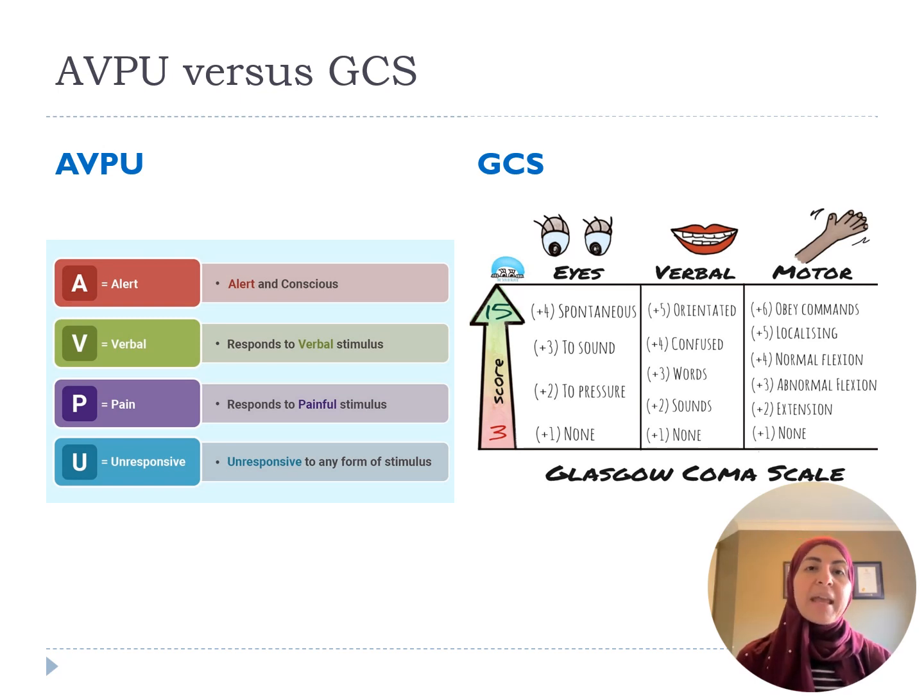AVPU stands for A, alert; V, verbal, so responds to verbal stimuli; P, pain, responds to painful stimuli; and U, unresponsive. P correlates with a GCS of approximately 8. I'd argue that in the setting of resuscitation, the AVPU scale serves the purpose of sufficiently describing the patient's state in a way that's easy to remember, uncomplicated, and easy to communicate.